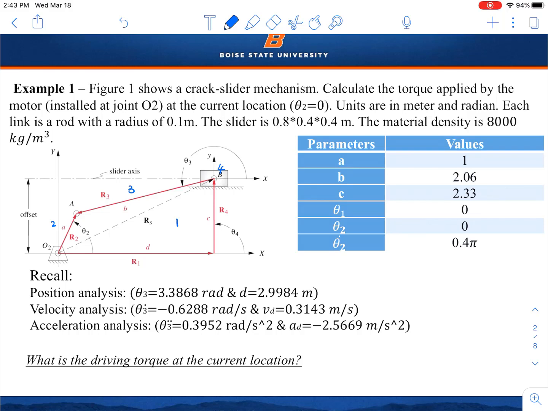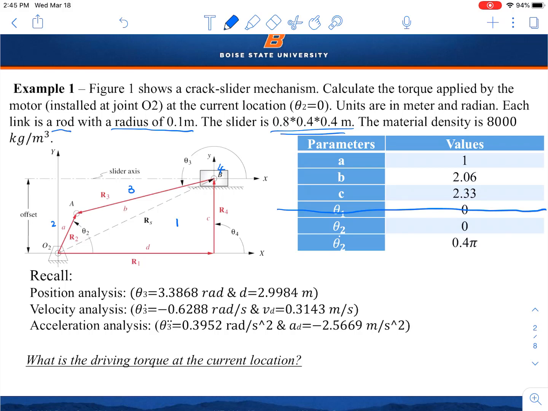We know the geometry of all these links. They are rods with a radius of 0.1 meter, and the slider is basically a big block, a 0.8 by 0.4 by 0.4 meter block. All these materials are made of steel, so the density is about 8,000 kilograms per cubic meter. We also know the length of each link. The grounding link is flat, or actually here this has no meaning, you can just ignore it.